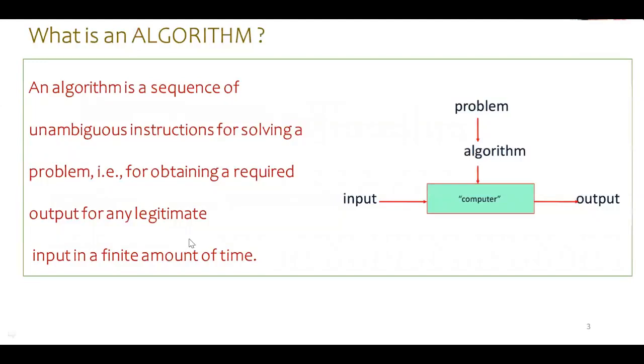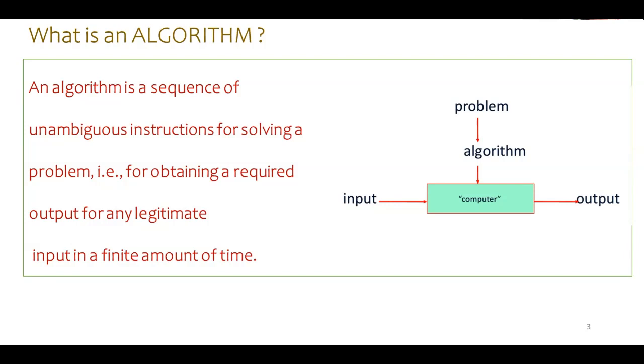Let's start with the definition of an algorithm. Simply we can say an algorithm is a set of instructions to solve a particular problem. We can give a step-by-step solution for solving a particular problem. In general words, that is an algorithm. Now we can see the definition of an algorithm.